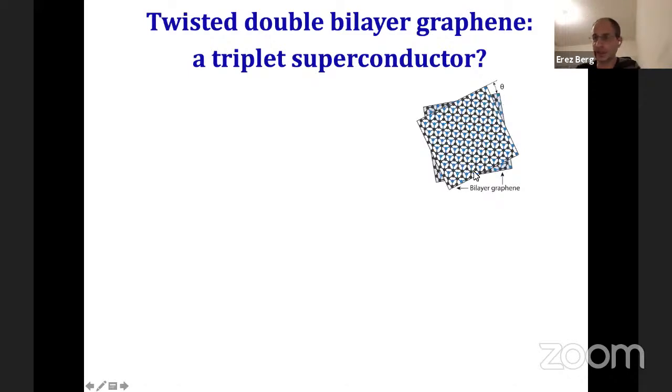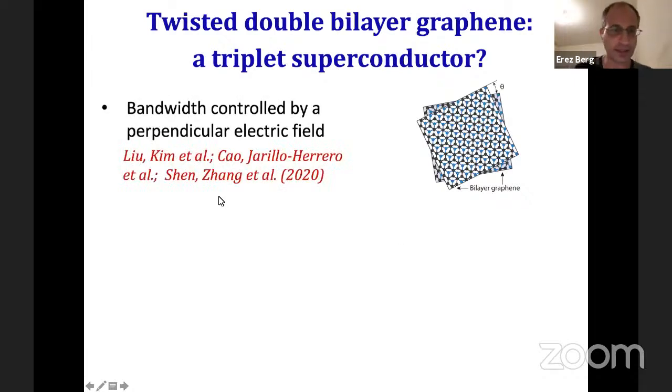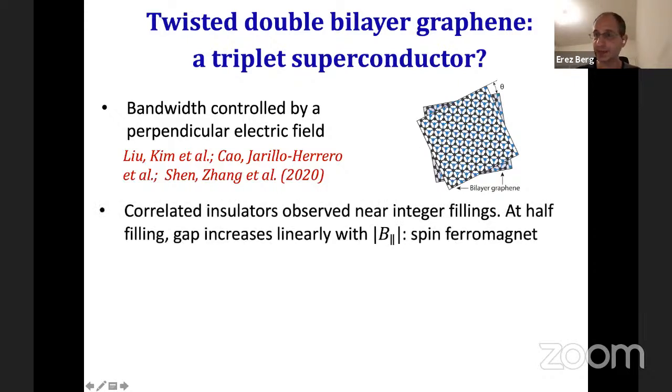This system is interesting because in addition to the twist angle, it has another very useful knob, which is a perpendicular electric field. It turns out that the electric field perpendicular to the system also controls the bandwidth, and you can tune the bands to be extremely narrow, either as a function of angle or as a function of perpendicular electric field. That's been figured out by several groups, more or less at the same time. And some of the phenomenology looks very similar to twisted bilayer graphene, not double. In particular, there are correlated insulator phases that appear close to integer fillings.